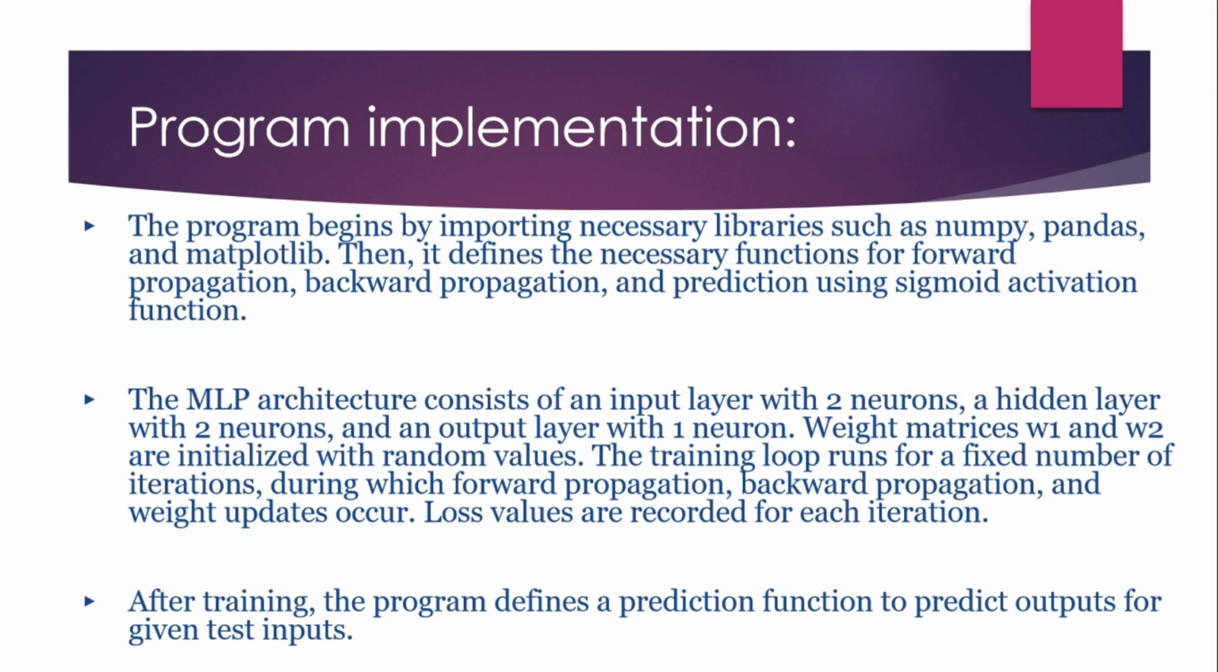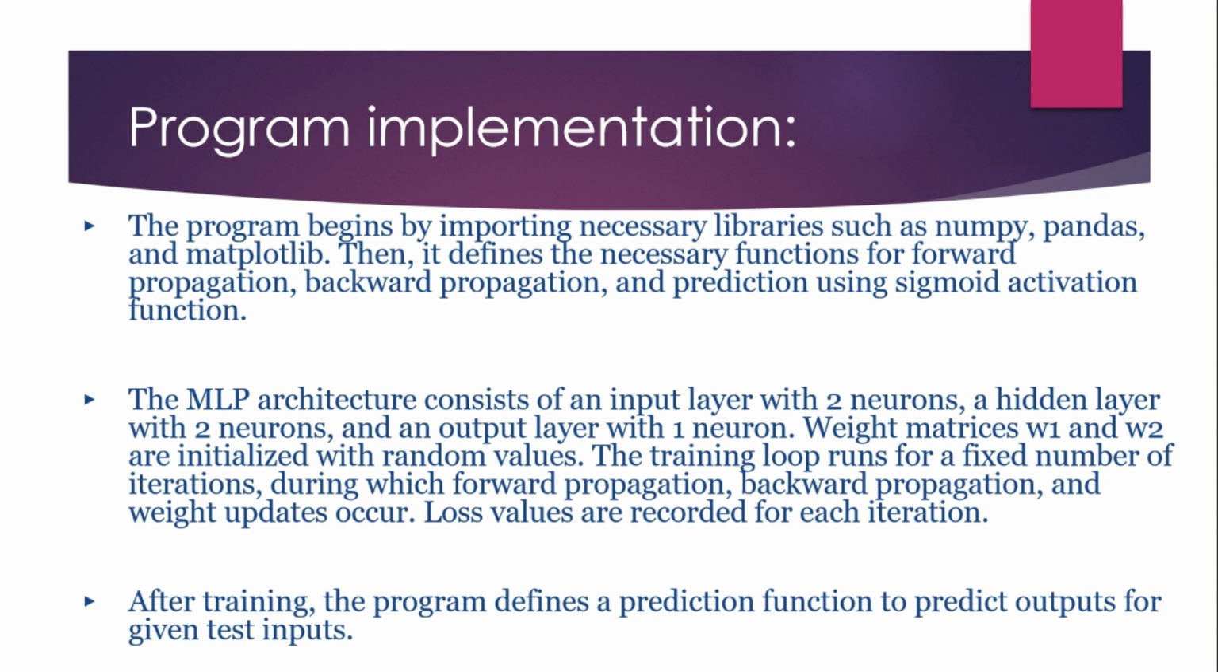The training loop runs for a fixed number of iterations during which forward propagation, backward propagation, and weight updates occur. Loss values are recorded for each iteration. After training, the program defines a prediction function to predict outputs for given test inputs.